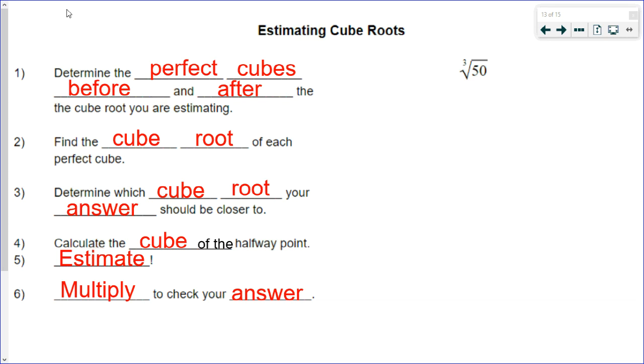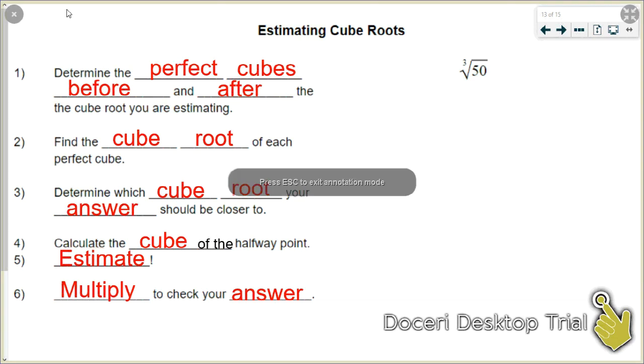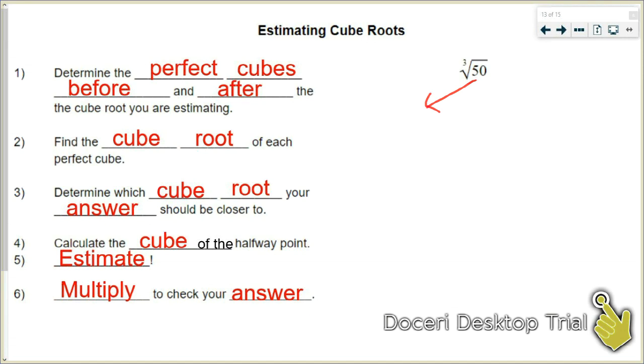All right, so our first step here is finding the perfect cubes that come before and after 50. So we need to find the one that comes before 50 and the one that comes after 50. And remember, there's going to be a 3 now there instead of just the square root sign. It's just like the square root sign, but we have 3's there.